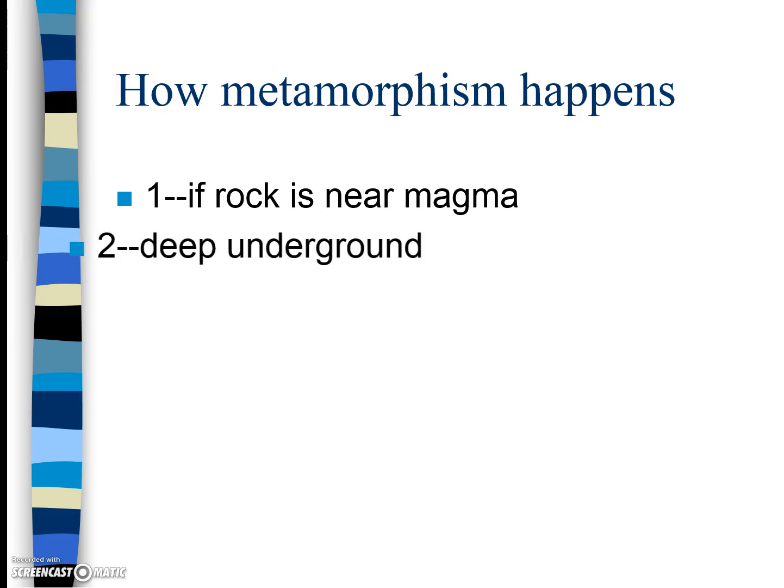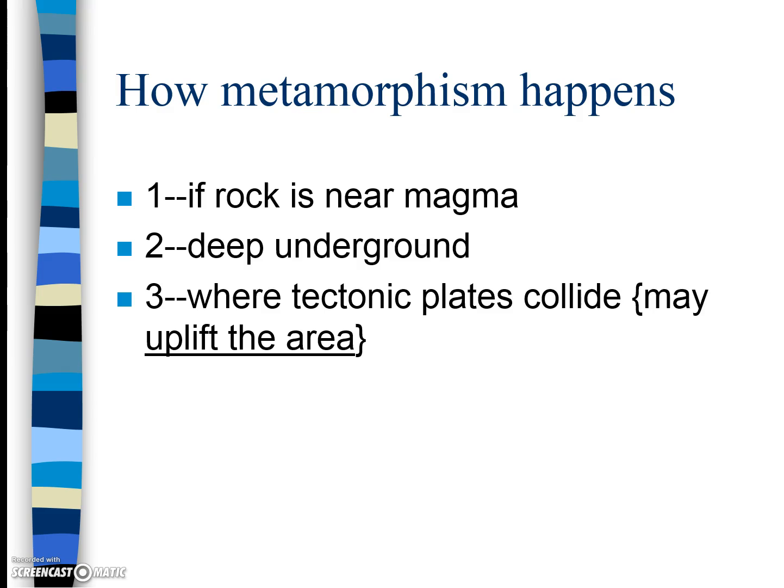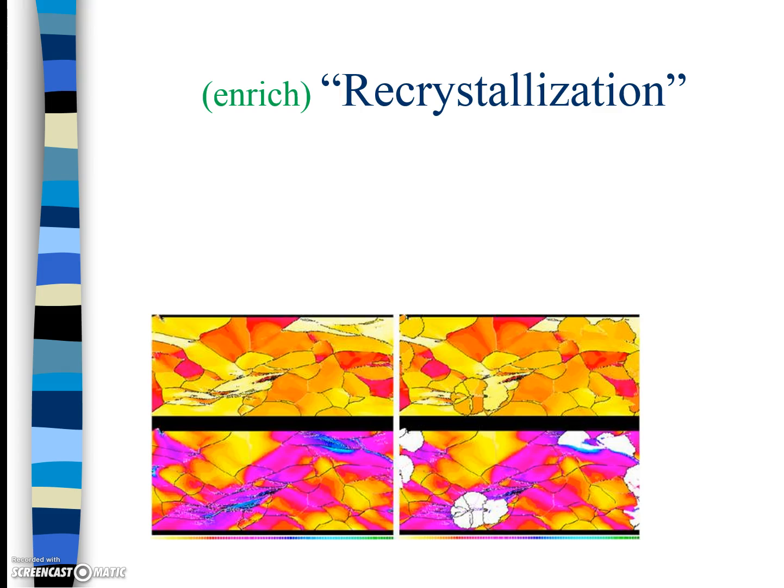So how does metamorphism happen? 1, if rock is near magma. 2, if it's deep underground. And 3, where tectonic plates collide. We'll talk about this in upcoming units.